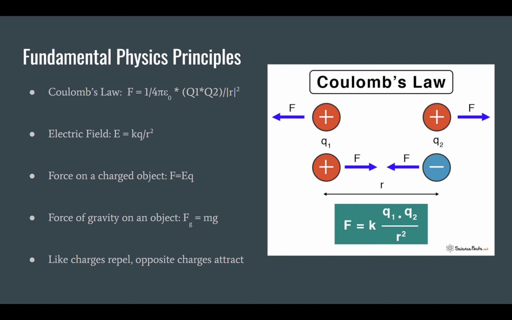Some key fundamental physics principles to understand going into this experiment primarily include Coulomb's law, which is denoted by the equation F = k·Q1·Q2 / r², where k is a constant, Q1 and Q2 are the two charges, and r squared is the distance between the two particles squared. This picture here on the right also shows us that like charges will repel and opposite charges will attract.